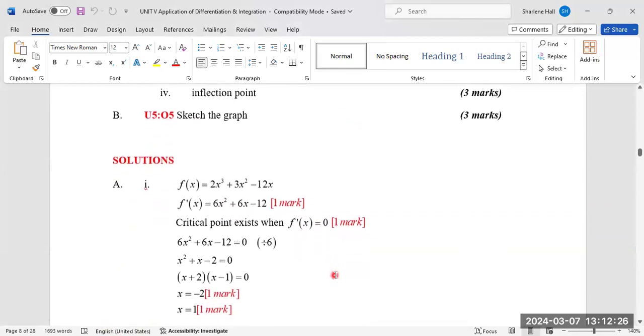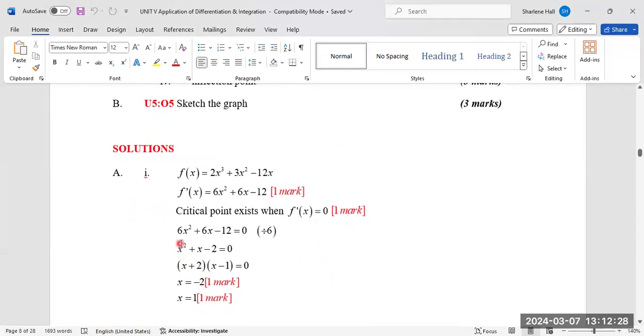Now, look at what I'm doing. I'm dividing through by 6. Why, sir? Because now that the function is equal to 0, I can divide through by it. 6 is common here, it is common here, it is common there. So 6 is common right across. Because it is common, I'm dividing everything by 6.